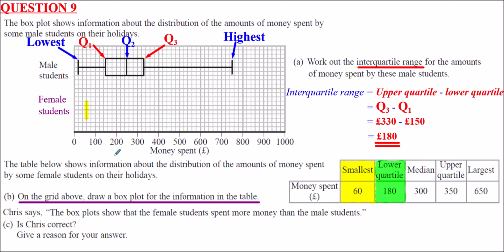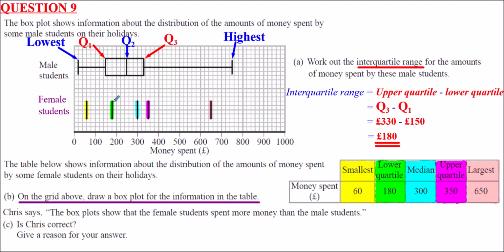Lower quartile at 180, so a vertical line at 180. Medians at 300, so a vertical line at 300. Upper quartiles at 350, so you can guess what to do next. Finally, the largest is 650, so we do a nice vertical line at 650, and that's the hard work done. So fill in these with clear vertical lines, like so.